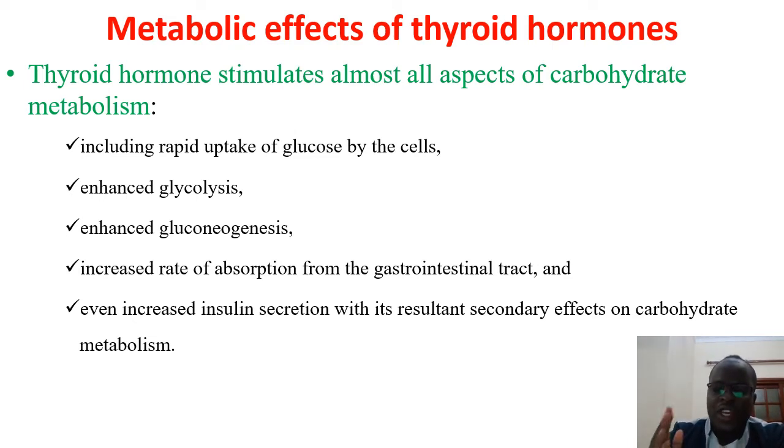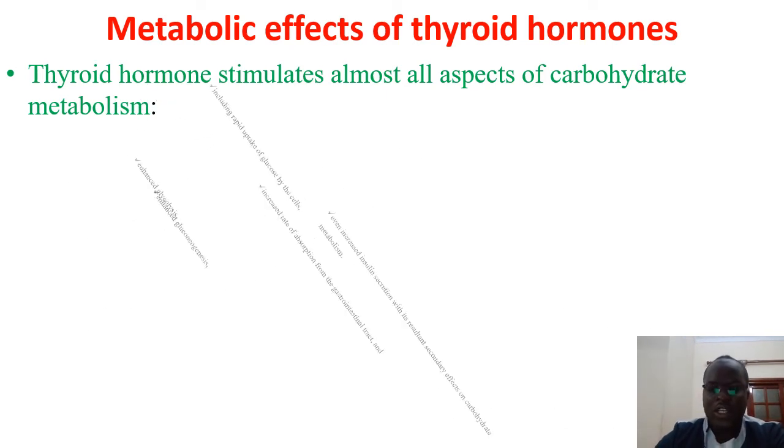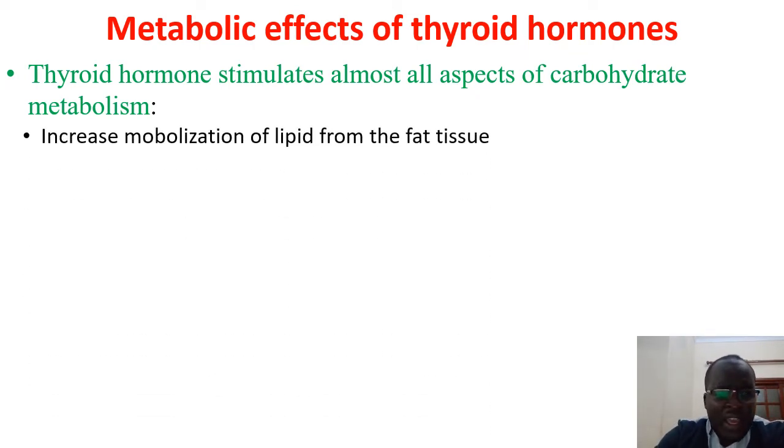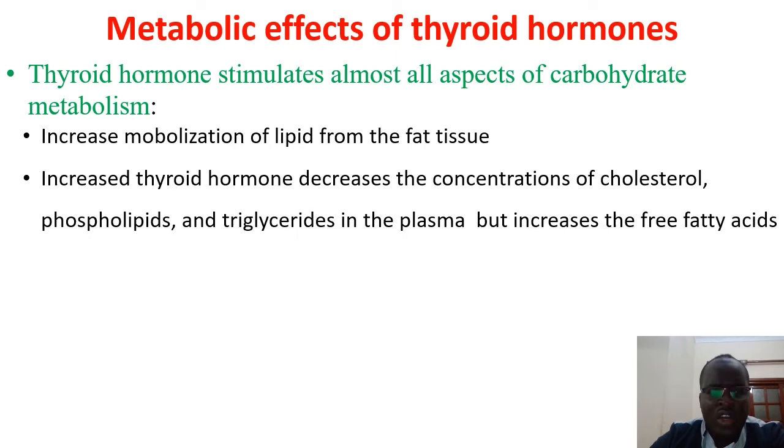So if the thyroid hormones are increasing the secretion of insulin, they will also increase the uptake of glucose by the cells. Those are the secondary effects of insulin. It is also a function of thyroid hormones to mobilize lipid from fat tissue. So they are going to increase mobilization of lipid from fat tissue, and you'll be using fat as a source of energy as well.